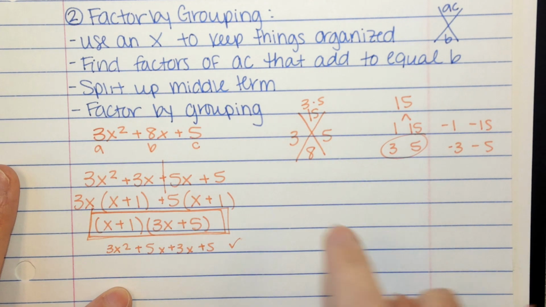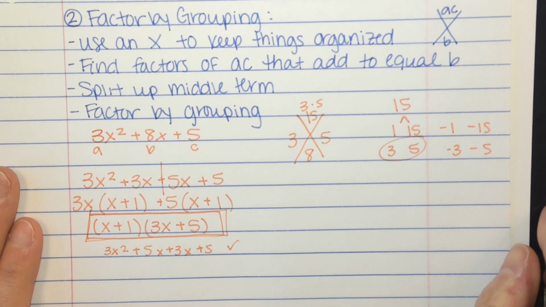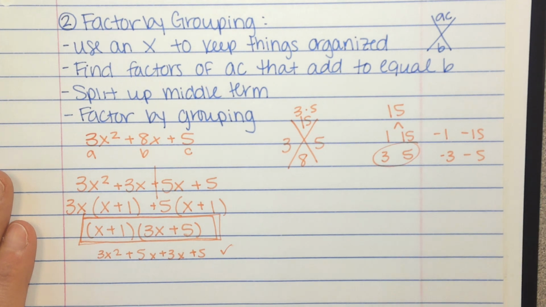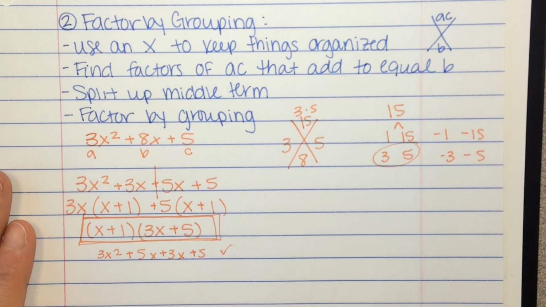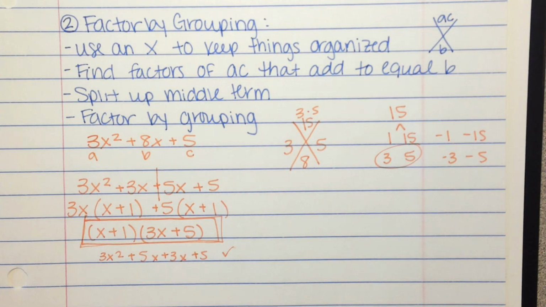Okay, so you can use factor by grouping. This is a great way if guess and check is taking you a long time, you're having trouble with it, or your numbers are just way larger than what they should be. Use factor by grouping. If you liked factoring by grouping, it seems easy for you, you can use this method every single time and it's still going to work.